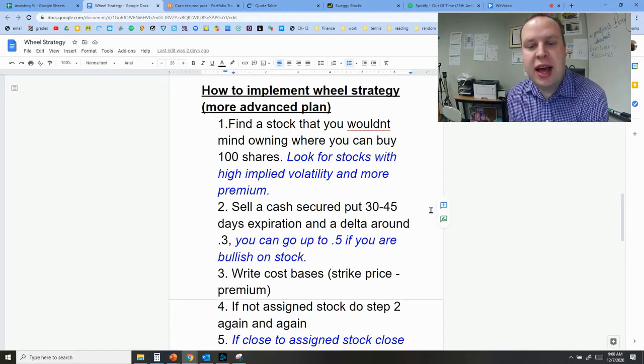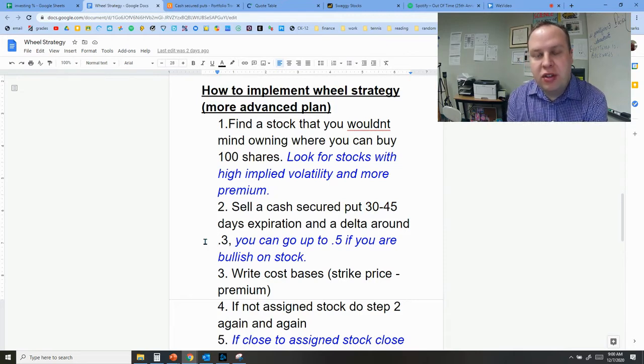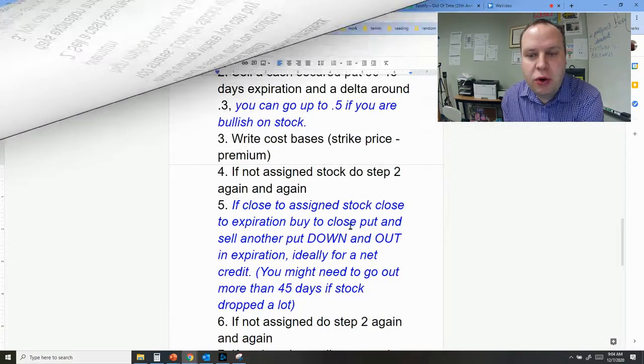At this point, you're going to sell a cash secured put 30 to 45 days out, just like before, and a delta of around 0.3. If you are more bullish and thinking the stock will go up, you could go up to about 0.5 or so, or then it's essentially at the money. So let's say that the stock's at 30 and you're selling a cash secured put at 30. In this case, though, there's a good chance that it could get called in, and then you'll have to buy the shares at 30. Obviously, if it gets lower than that, then you're going to write your cost basis just like before.